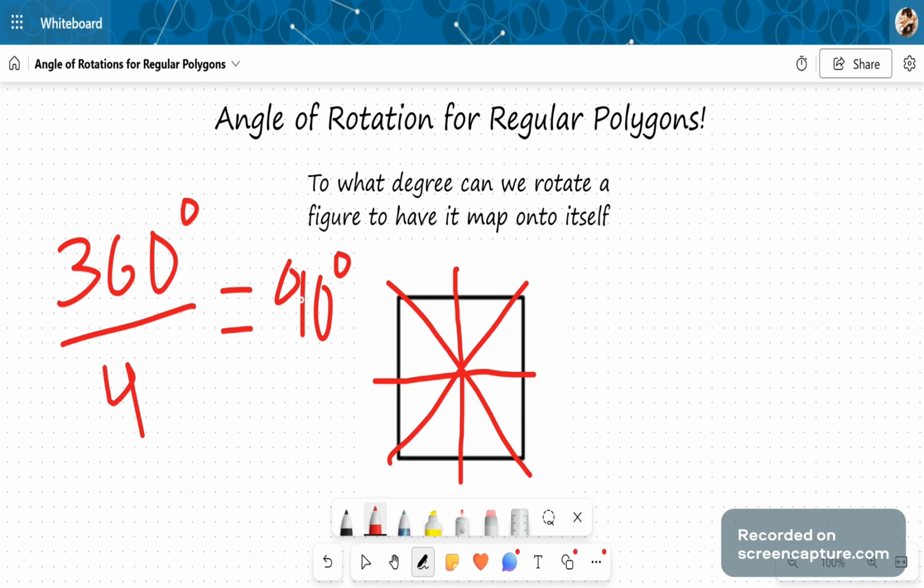And again, if you rotate it 90 degrees twice, for 180 degrees, it will look the same. If you rotate it 270 degrees, another 90-degree rotation, it will look the same.